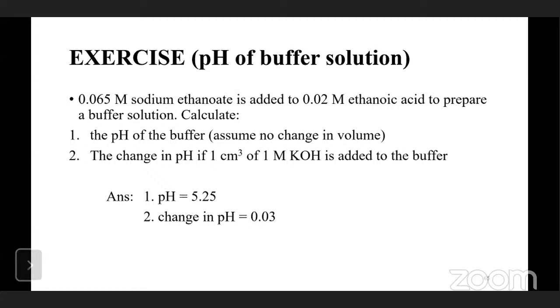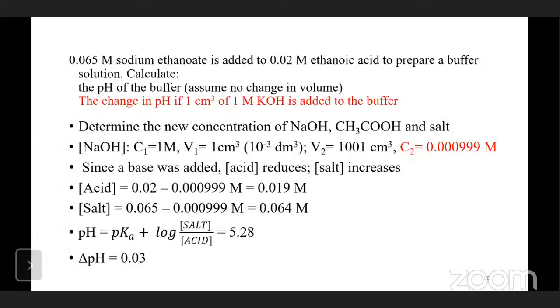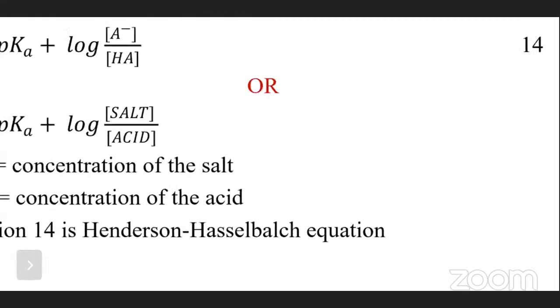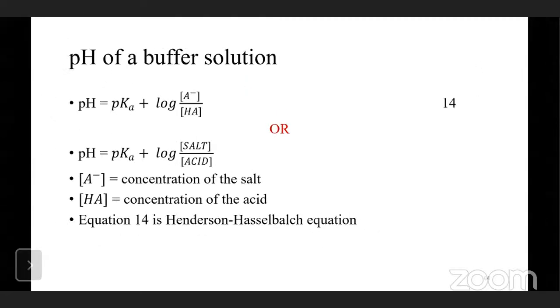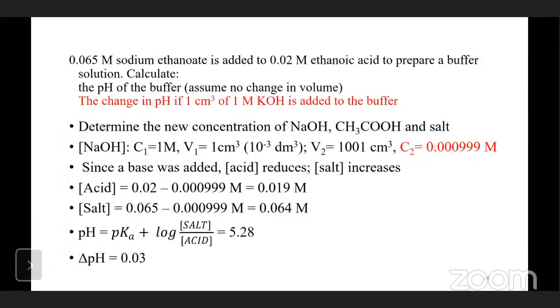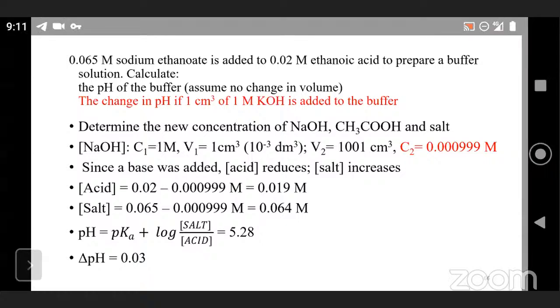In that class, we were able to calculate the pH to be 5.25. And most of you followed it properly, that we got that using the equation that I previously wrote for you, equation 14. What if you introduce a base into the buffer solution? How would that affect the buffer? We said that the change in pH will be 0.03. So how did we arrive at that? Let us look at it together very briefly.